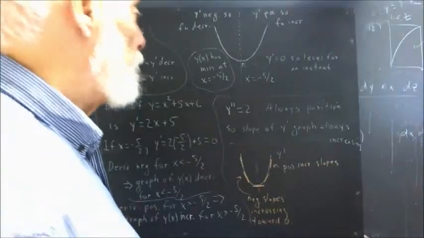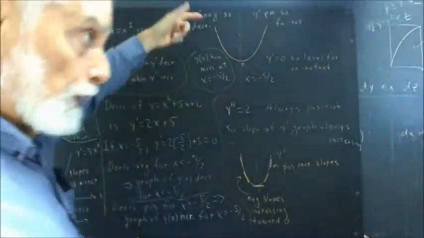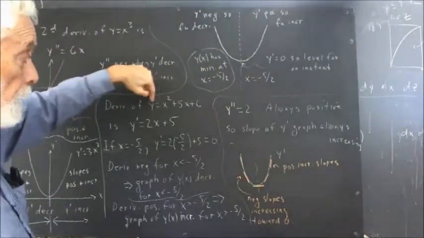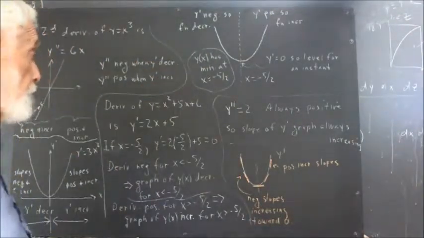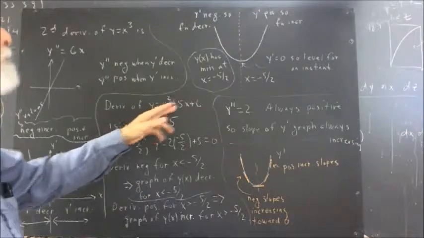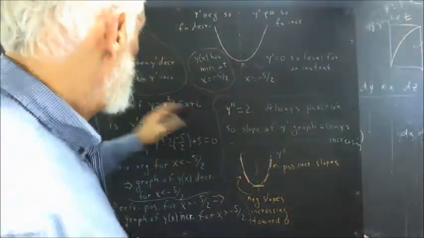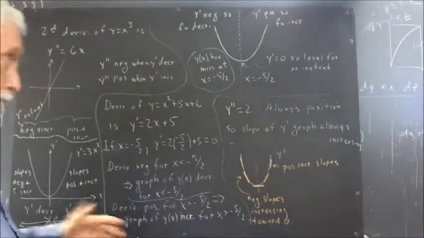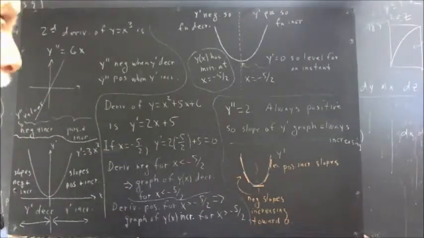And of course, we can find that minimum value, and we've done this already, just by plugging negative 5 halves in for x in the original function. We get the y value that's the minimum for this function. This function cannot go below that minimum value.